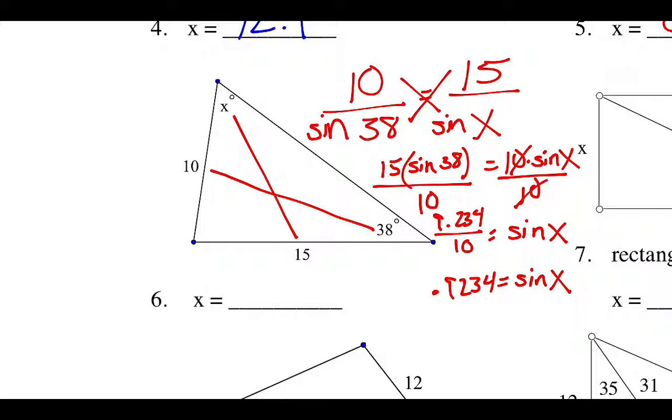So this is the time where I say, well, if I want the angle, I got to go to the calculator and say, what is the sine inverse of that number, because that will leave me x. So I'm going to do the sine inverse of that 0.9234, and I'm getting 67.4 degrees, which we're just going to round to the nearest degree and say that's a 67-degree angle. And that's what you do when you don't have the right angle. You have to use the law of sines.